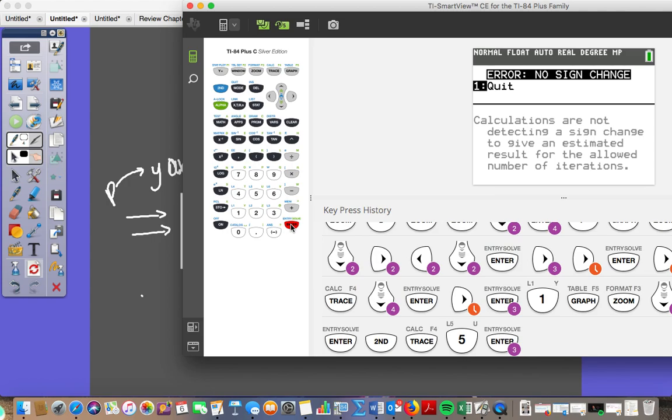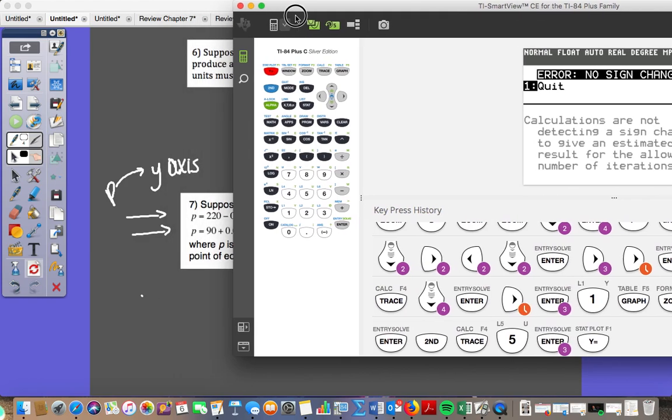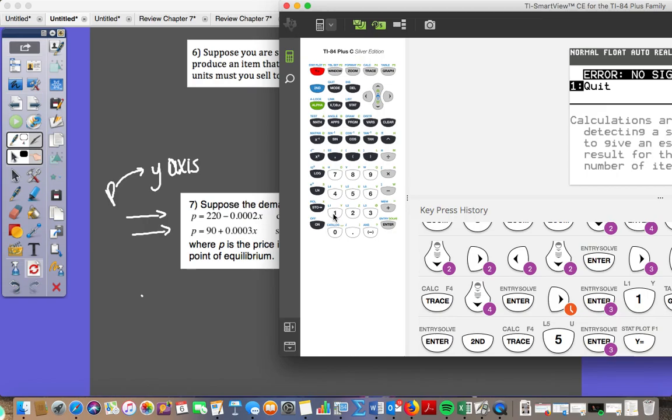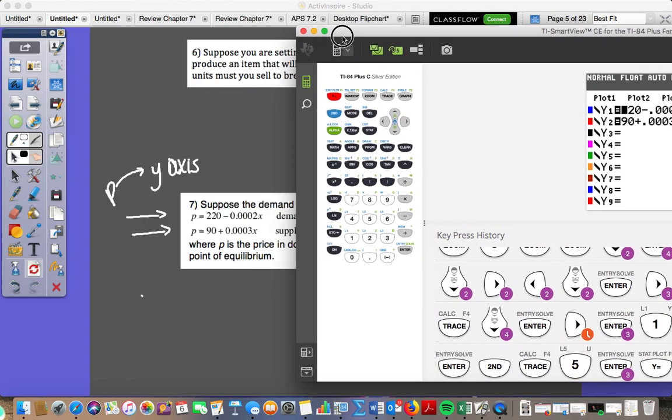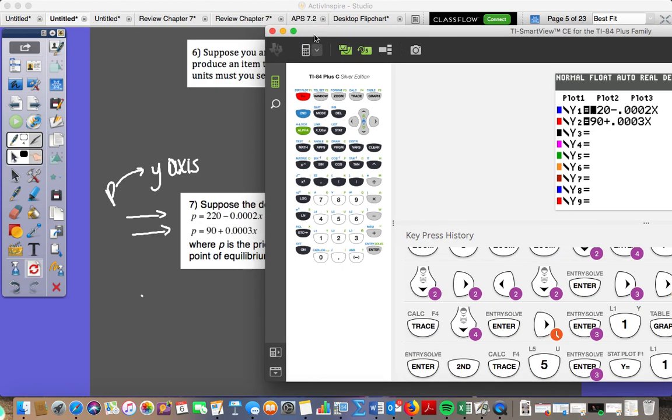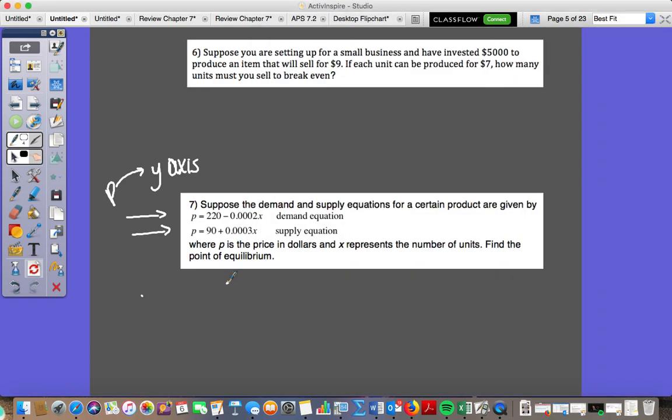All right, let me make sure. Did I plug that in right? Let's see here. Let's quit on that. Let's quit there. Let's see, y equals what we got. 220 minus 0.002x. 90 plus 0.0003x. Since there's not a square here, we're trying to find the point of equilibrium.